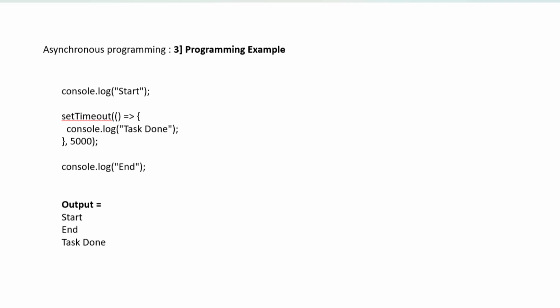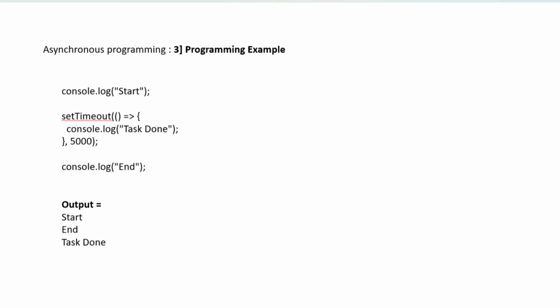Finally, in number three, I have written console.log, in which I have printed an end message. Here you will see the output will be generated in sequence. First it will print the first line, start. After the second line of execution, it will wait for 5000 milliseconds, that is 5 seconds. In between, it will shift to this line. So the end message is printed second, and finally we will see the message task is done. So this is asynchronous programming.